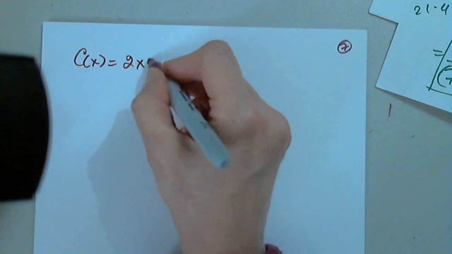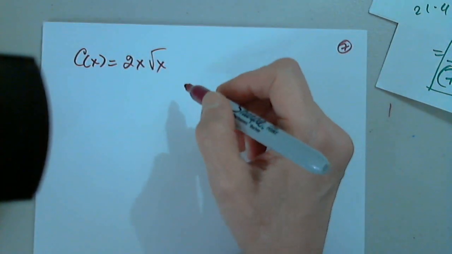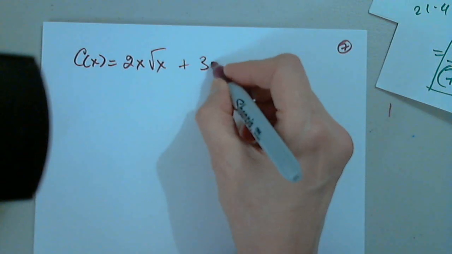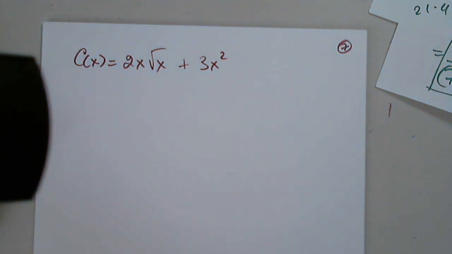equals 2x the square root of x plus 3x squared. Yes, any questions, Tariq?